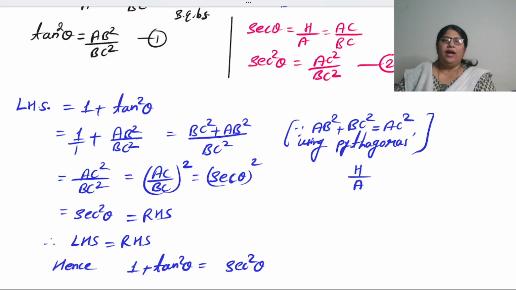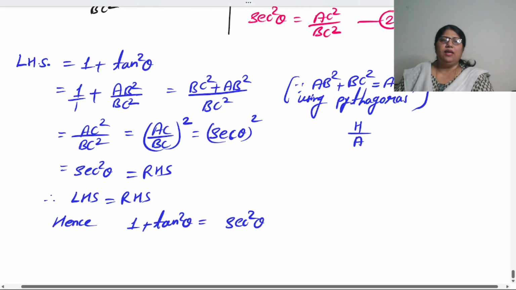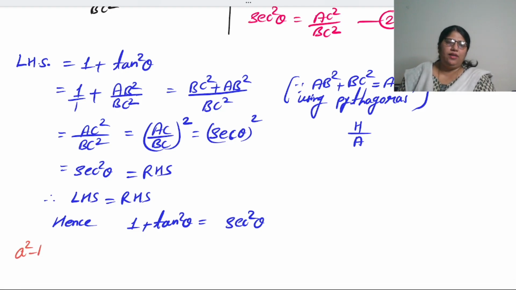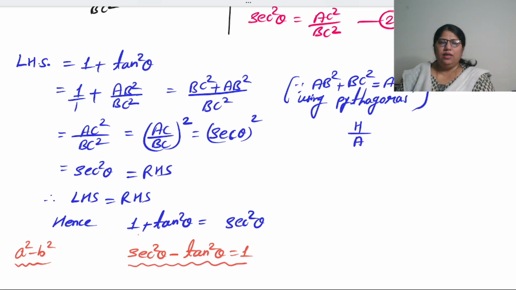Same way you can prove the third identity: 1 plus cot square theta is equals to cosec square theta. But here also you should know the a square minus b square identity is very important in these trigonometric proofs, because here we have to divide the values, so we need the factorized form. So here we write sec square theta minus tan square theta is equals to 1. You can remember both the rules: 1 plus tan square theta equals to sec square theta, or sec square theta minus tan square theta is 1.